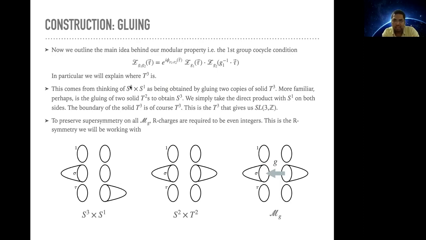Alternatively, you can think of this S3 as a torus fibration over an interval, where one cycle shrinks on one end of the interval and the other cycle shrinks on the other end of the interval.